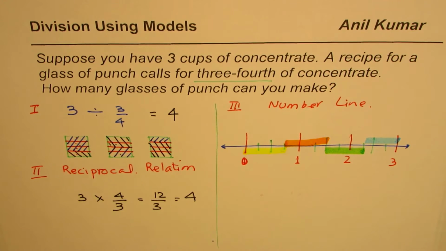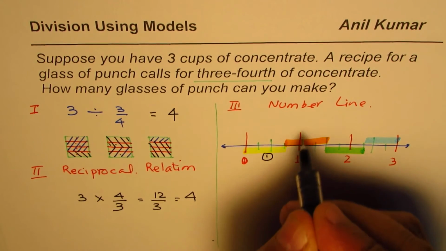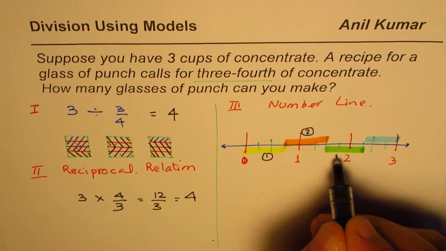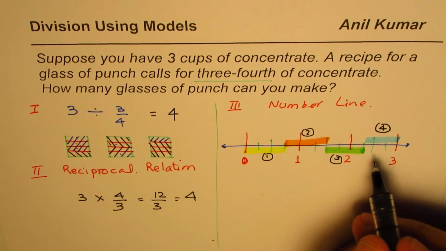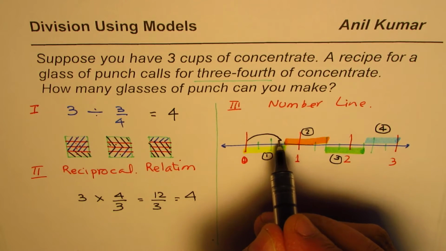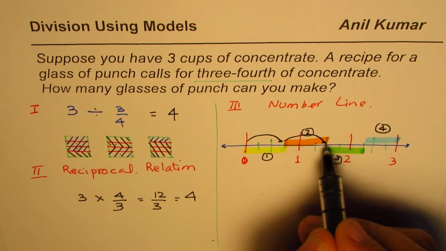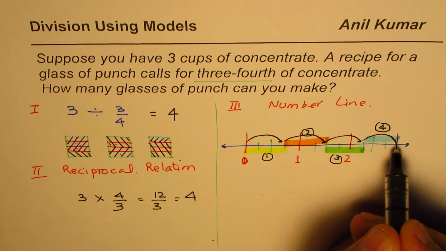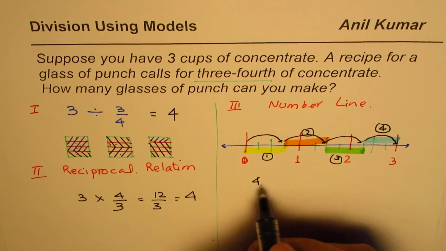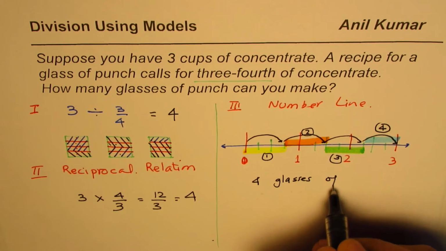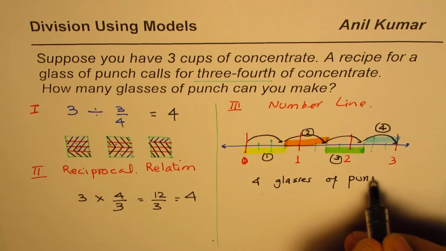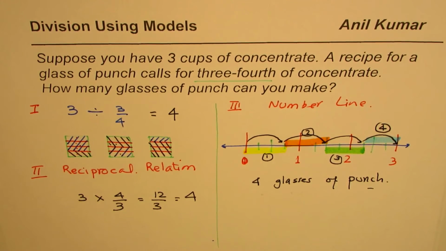Clearly from here, these are the first glass, second glass, third, and fourth. So from a number line, you can count 1, 2, 3, and 4. So we can make 4 glasses of punch. That is how you could answer using a number line. I hope the concept is clear.